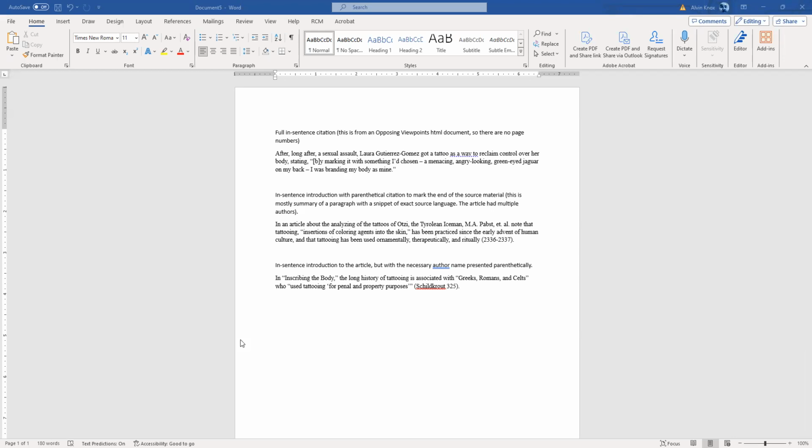All right. A couple ways you can do in-text citation. One is right in the sentence, and the other is parenthetically. Okay. So this first one, there were no page numbers with this article, but I still have to get my reader to the right place on the works cited page, which was this author's name right here. So I've done a little bit of an introduction. Long after a sexual assault, Laura Gutierrez Gomez, my author name, got a tattoo as a way to reclaim control over her body.